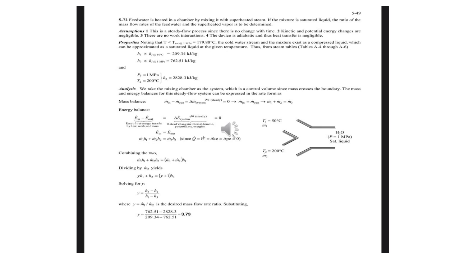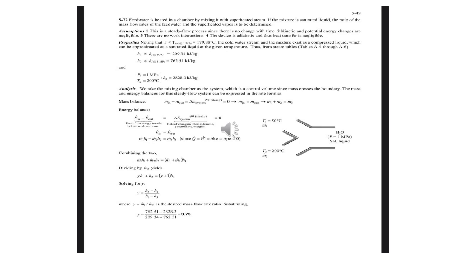Superheated steam T2 equals 200 degrees Celsius, P2 equals 1 megapascal, H2 equals 2828.3 kilojoules per kilogram. Saturated liquid at 1 megapascal is the exit condition. H3 equals HF at 1 megapascal, equal to 762.51 kilojoules per kilogram.